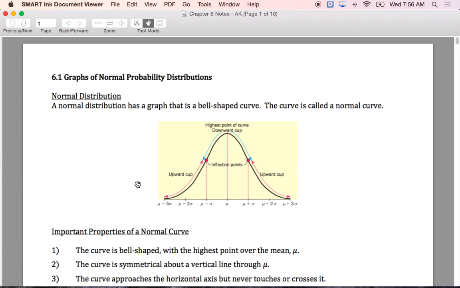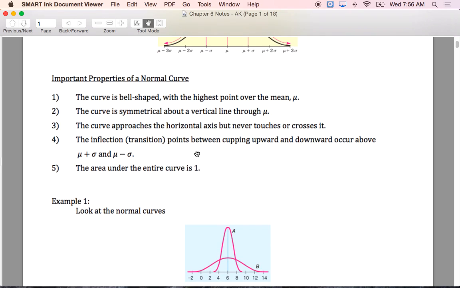For 6.1, we're looking at graphs of normal probability distribution. A normal distribution has a graph that's bell-shaped and curved, and that curve's called your normal curve. So the main thing you need to remember is it looks like that bell shape. The middle part has to be the highest part, and from there it goes down. They have some information here about your normal curve.